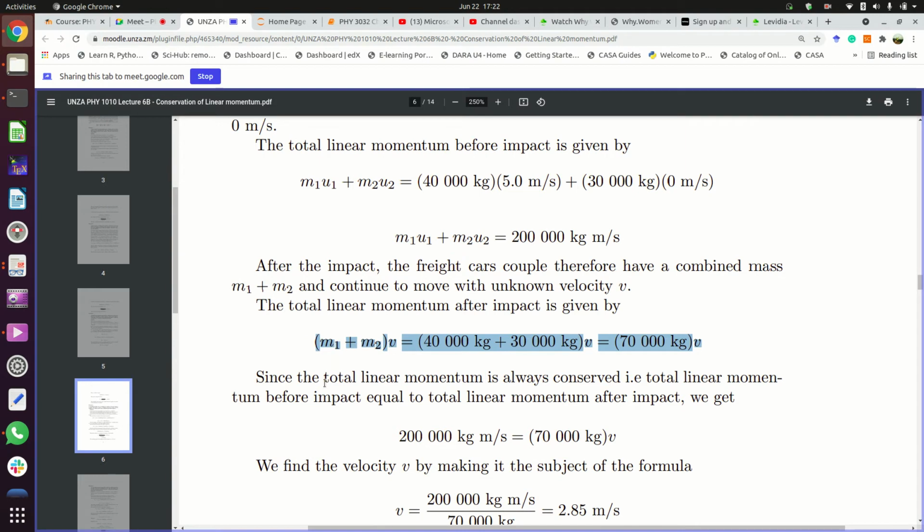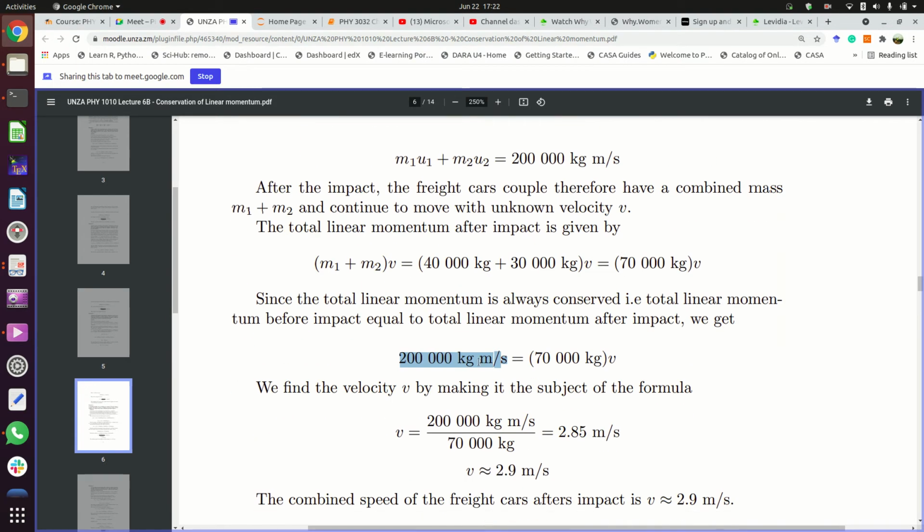Now, total linear momentum, as I've said before, measures the amount of motion which is there. So conservation of linear momentum requires that just before impact, the total amount of motion which is there should be equal to the total amount of motion which is there just after impact. So therefore, we are required to equate these total linear momentums before impact and after impact to each other.